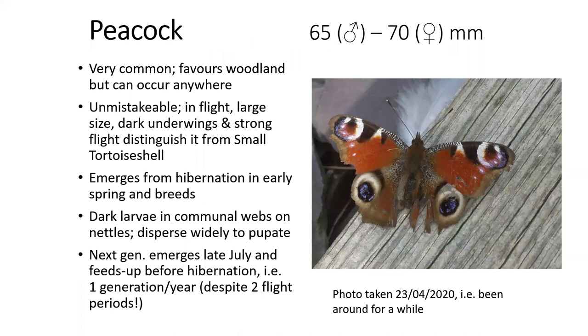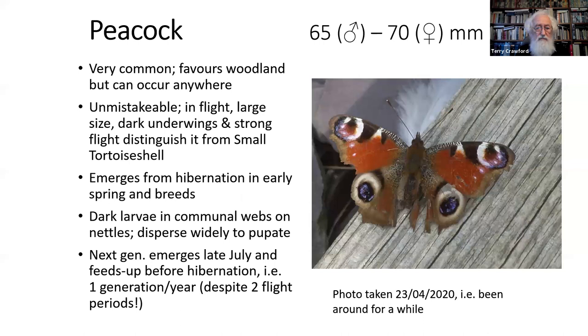Small tortoiseshells always rest with their wings open. Peacocks can rest with their wings open or closed. They are considerably bigger than small tortoiseshell. And when you see them flying, they look large and they look dark, because I'll show you a picture of the underwings in a minute. And those small tortoiseshells tend to have a rather more fluttery flight. Peacocks, if they take to the wing, they often shoot off at some speed.